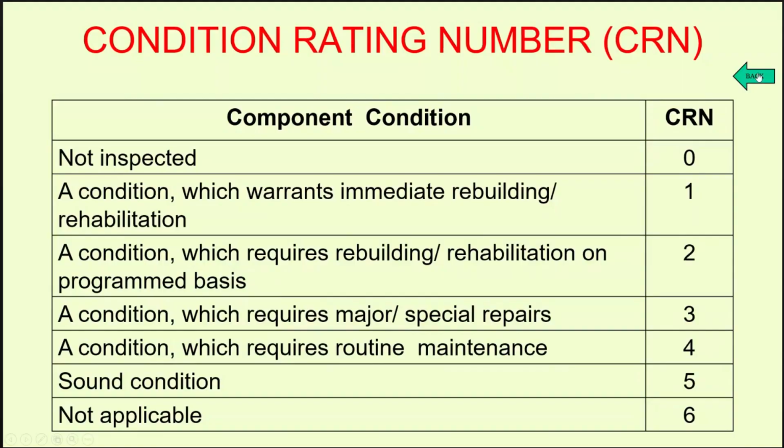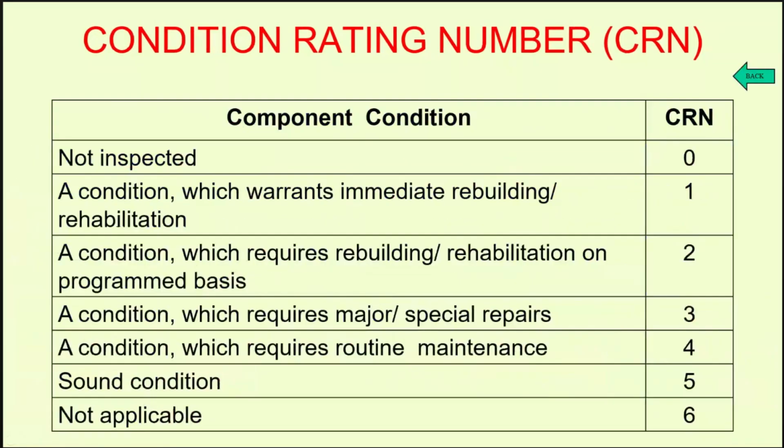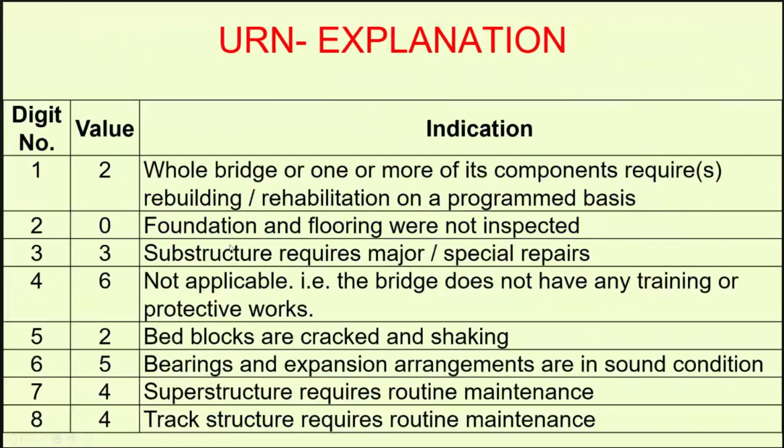Now let us understand all these, what is the implication of these ratings. See, in this case, the first digit we have defined as a value given as 2. 2 means the whole bridge or one or more components of it require rebuilding or rehabilitation on program basis. So out of that, is it anywhere? Yes. Number 2 is the bed block, cracked and shaking.